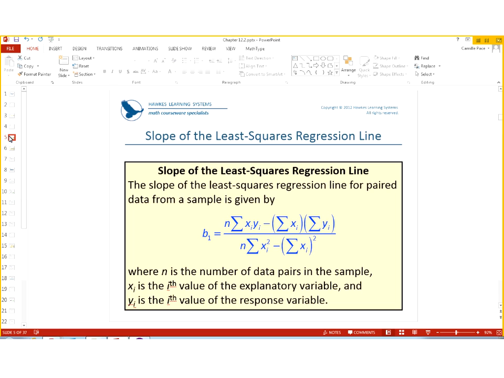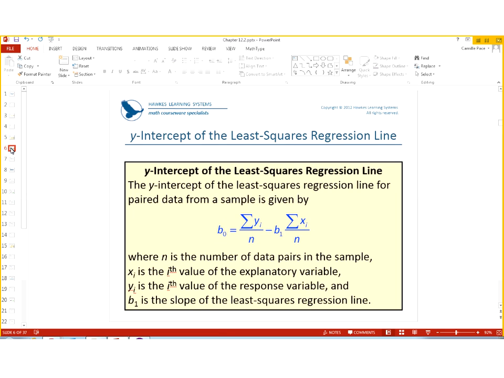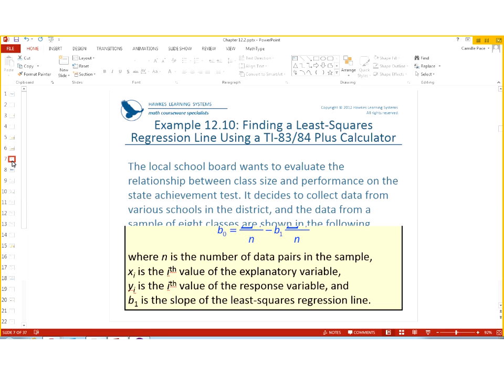Do you have to worry about figuring this out by hand? Oh no, the calculator does it for you. And here's your y-intercept. And again, what is the y-intercept? Even for a line of best fit or a regression line, it is where the line crosses the y-axis. Okay. So let's look at an example.